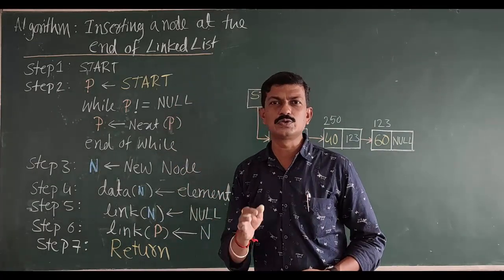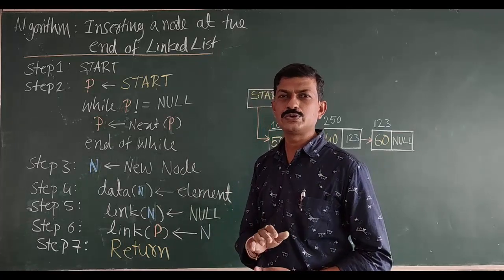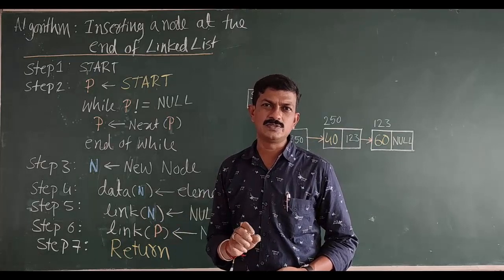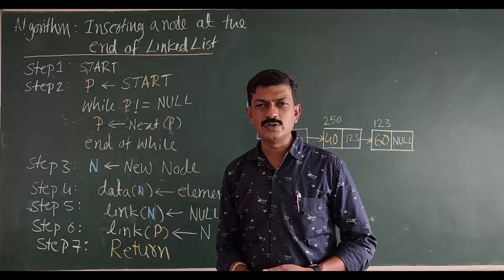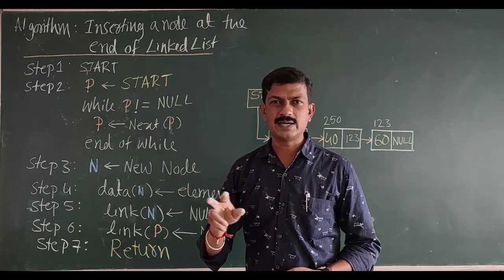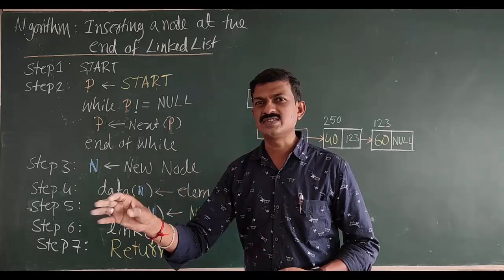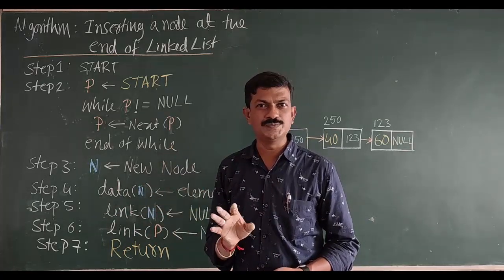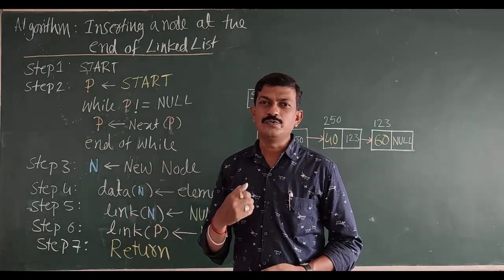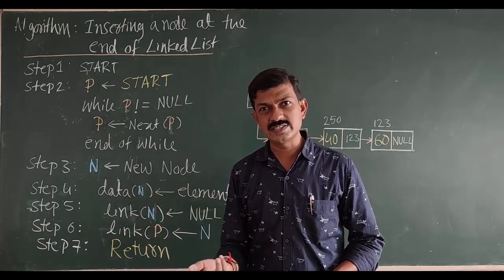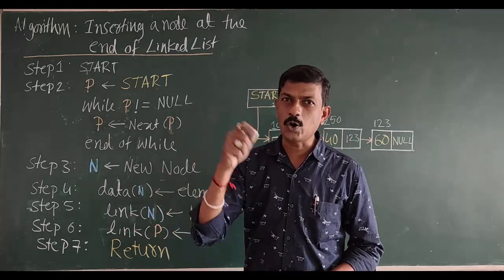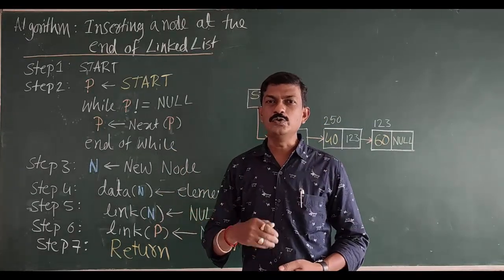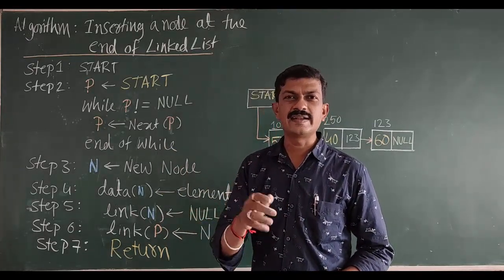Once we reach the end of the linked list, I simply need to create a node. The newly created node contains two parts, a data part and a link part. For the data part I need to assign a certain value. For the link part I need to add a null value. Whichever last successive node we visited, the address of the new node should be copied to that previous node. That is how we are inserting the node at the end of the linked list.